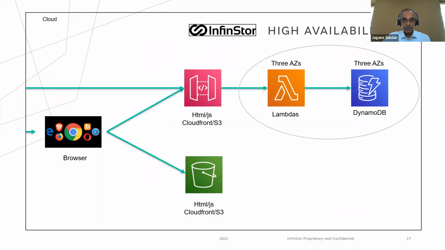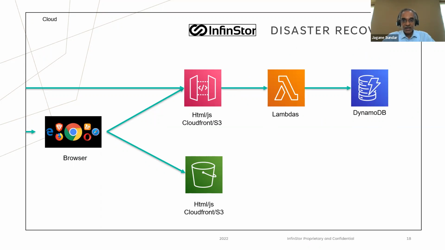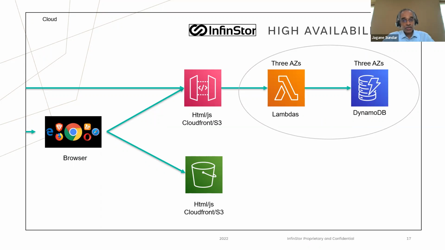So here's a high availability aspect of our system. Now, if you look at our system, you can see that the things that could go away are Lambdas and the DynamoDB part of it. The thing that you will note is that Amazon by default creates 3 availability zones.